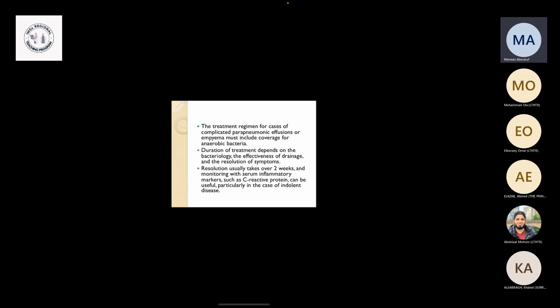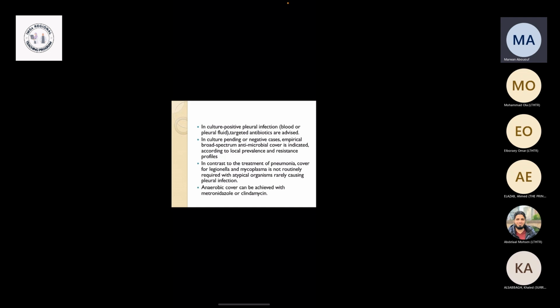The treatment regimen for cases of complicated parapneumonic effusion or empyema must include coverage of anaerobic bacteria. Duration of treatment depends on the bacteriology, the effectiveness of drainage, and the resolution of symptoms. We are talking about empirical treatment for sure. Resolution usually takes over 2 weeks, and monitoring with inflammatory markers such as CRP can be used, particularly in the case of indolent disease.